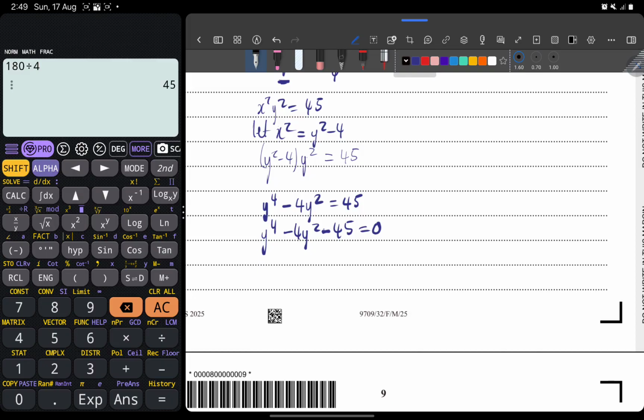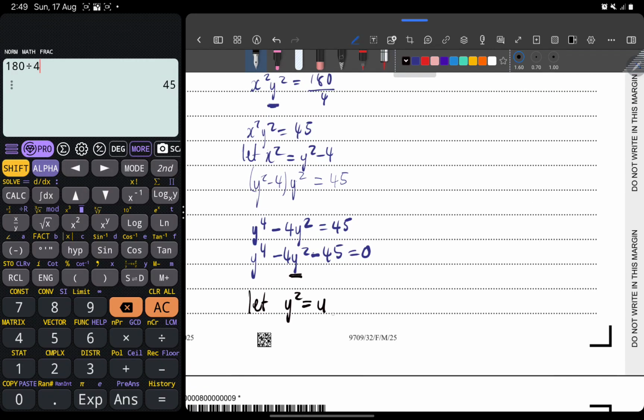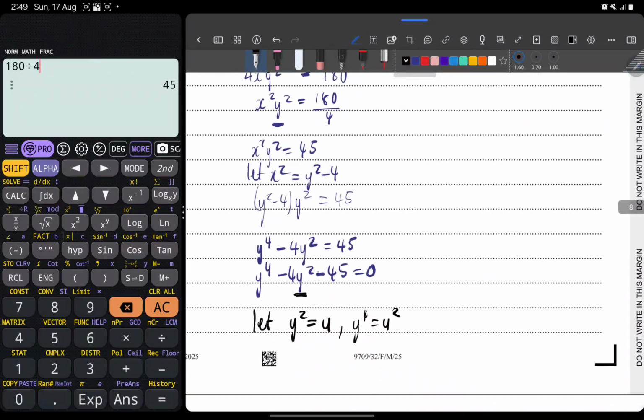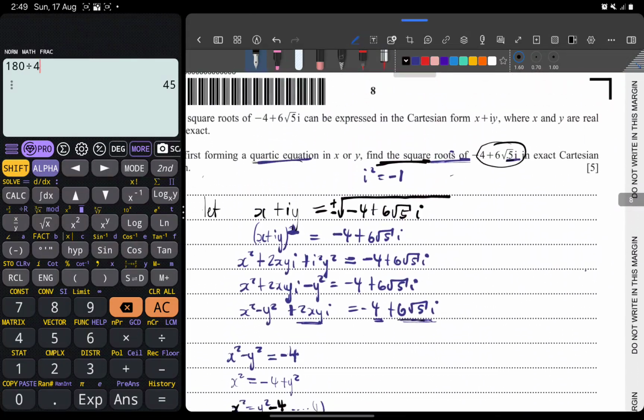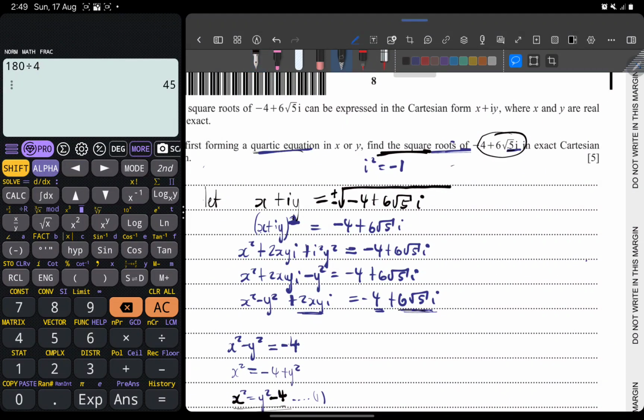So now when I have it like this, what am I going to do? You create a quadratic equation by letting this middle term be some other letter. So I will say, for example, let y squared be equal to some other letter, say u. So wherever there is y squared is u, and this means that y to the 4 will be equal to u squared. When you square u, you get y squared all squared, which is y to the 4. So now, instead of y to the 4, I now have u squared. Let me move this a little bit.